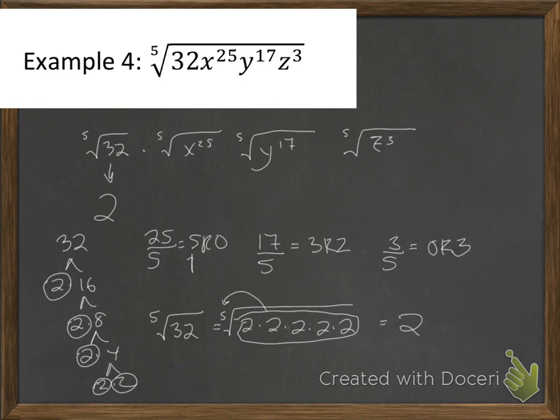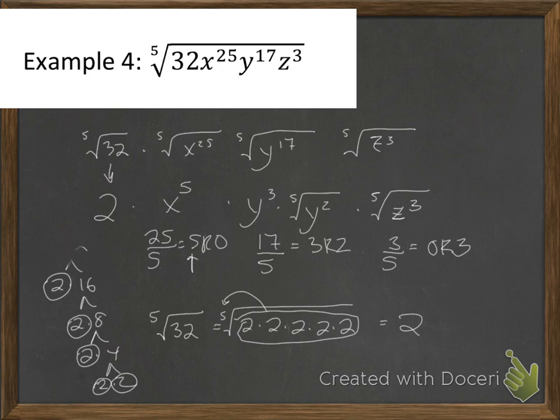Okay, so remember the first number is the exponent on the outside. So the fifth root of x to the 25th is just x to the 5th. The fifth root of y to the 17th is y to the 3rd times the fifth root of y squared. And last but not least, nothing escapes here with the fifth root of z to the 3rd, so we just rewrite it as fifth root of z to the 3rd.